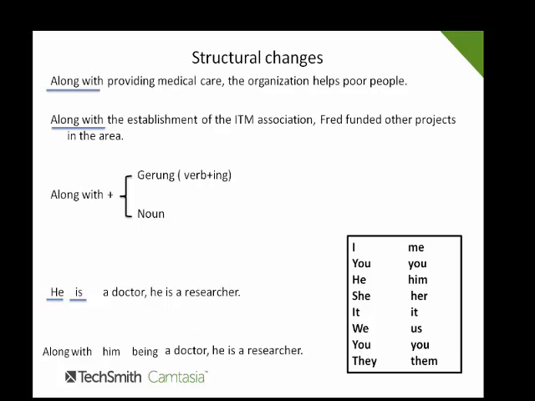So always remember, first thing, determine the subject and the verb. You start with along with, and then you write the subject. If it is a proper noun, it does not change. But if it is a pronoun, you change it to object pronoun. Then the next thing that follows is the verb in the ing form, and then the rest of the sentence.